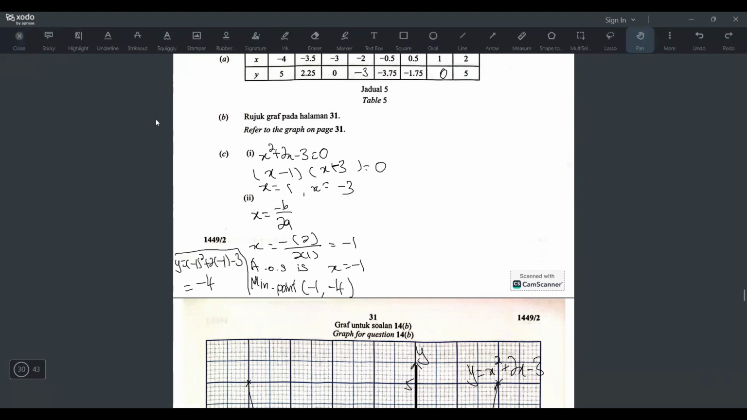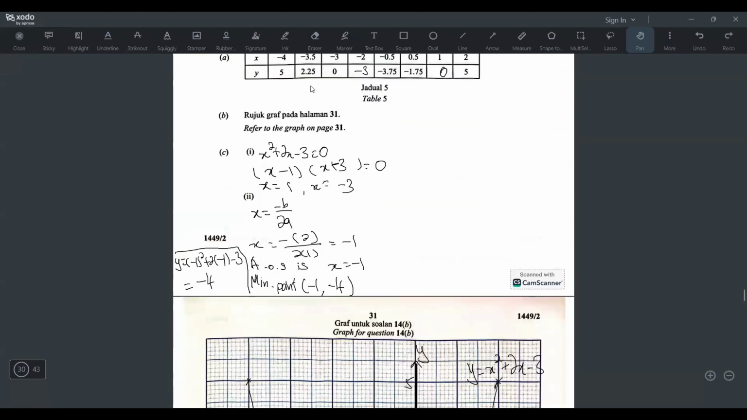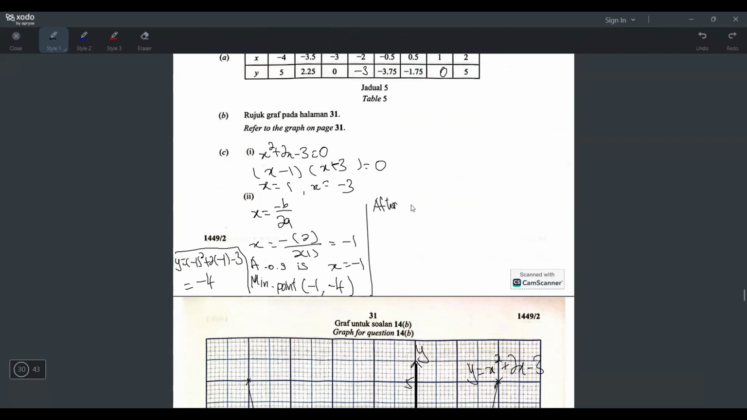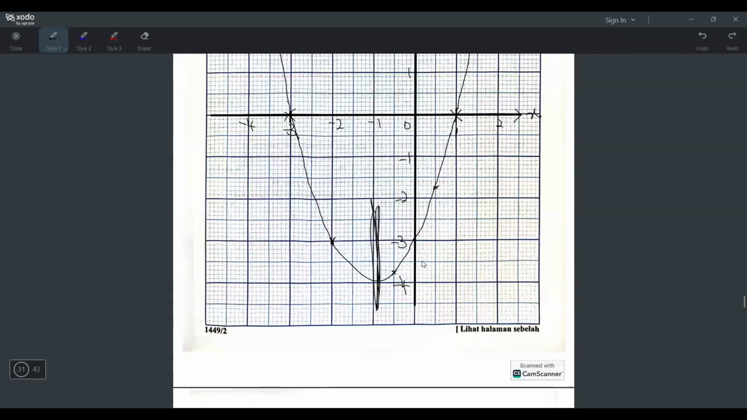Now we look at what they want. They want to find the equation of the axis and the minimum point after the graph is reflected on the y-axis. So this one is before reflection, and this one I write after reflection. What will be the axis of symmetry? The axis of symmetry will change, so the axis of symmetry is x equals 1. Why? Because at first it is x equals negative 1, and after the reflection, this is the y-axis.